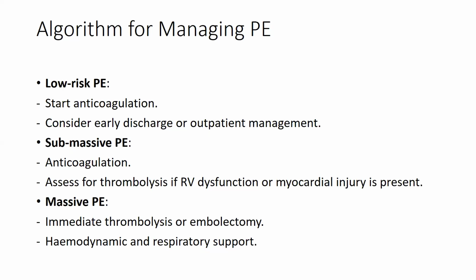Submassive or moderate PE, you want to start your anticoagulation and assess for thrombolysis, especially in the presence of right ventricular dysfunction. All right, massive PE with shock, hemodynamic instability, immediate thrombolysis is indicated, or surgical embolectomy. And this patient will require both hemodynamic and respiratory support.